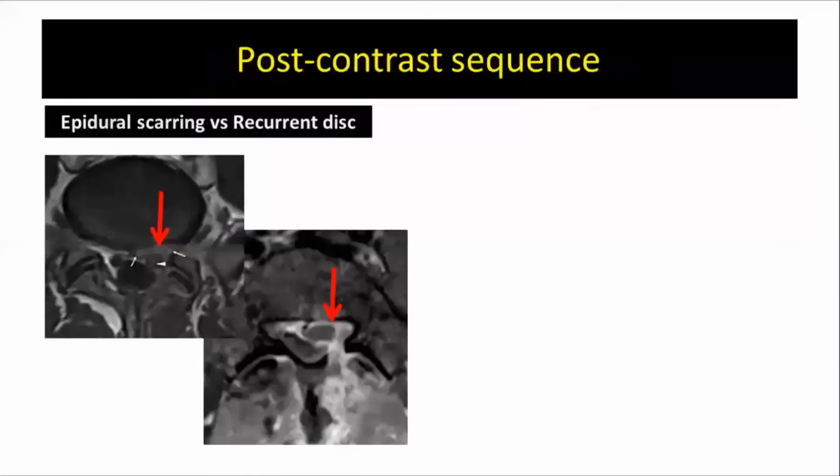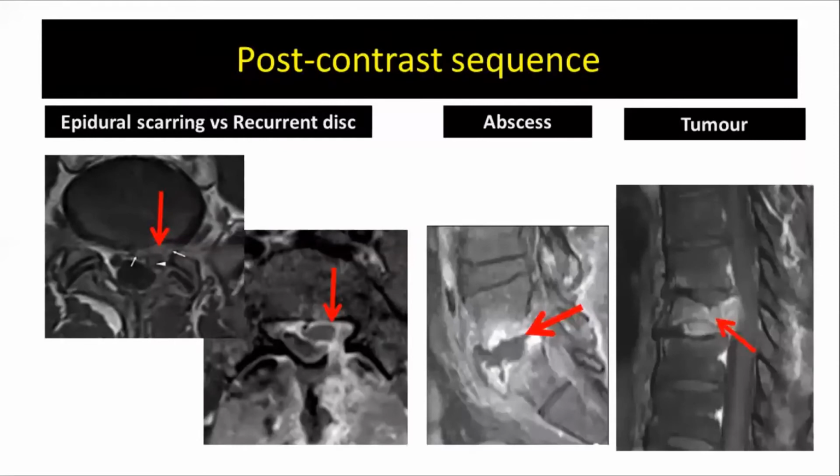Post-contrast sequences are important when we want to differentiate a vascular from an avascular tissue. So epidural scarring is not vascular, it won't light up, whereas a recurrent disc herniation will light up. An abscess again will show a peripheral enhancement with a central hypointense signal, whereas a tumor, which is a highly vascular structure, will show hyperintense signal on post-contrast sequences.